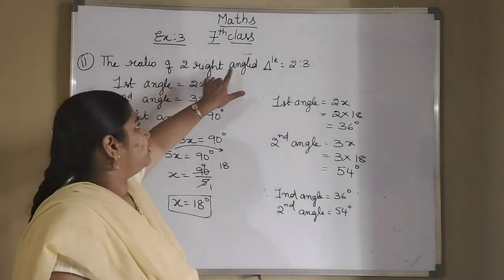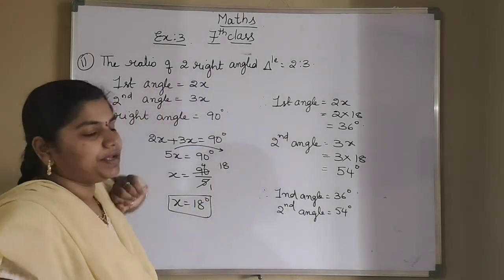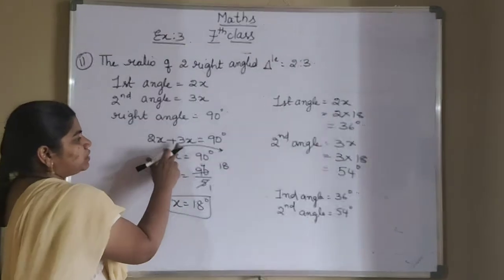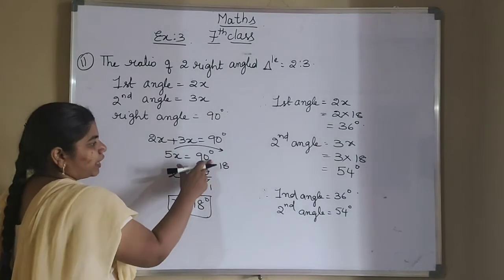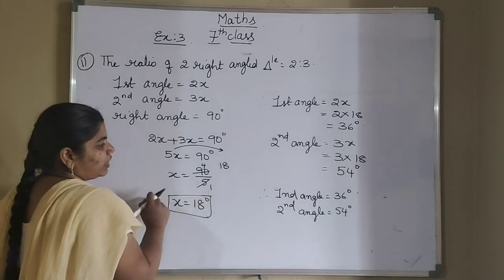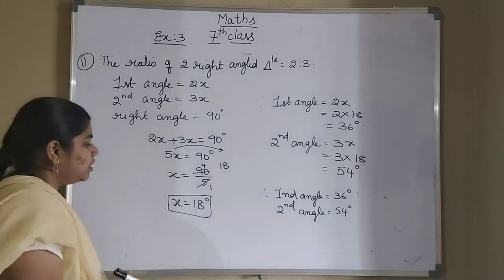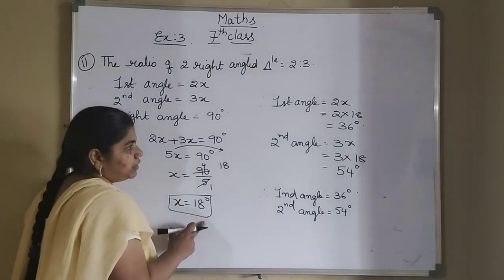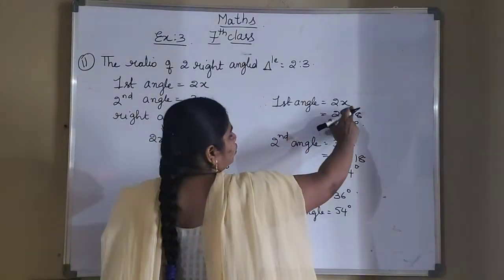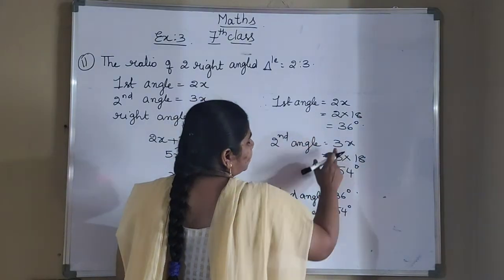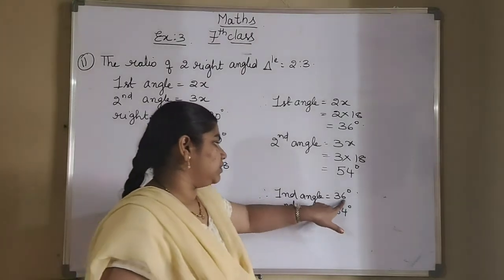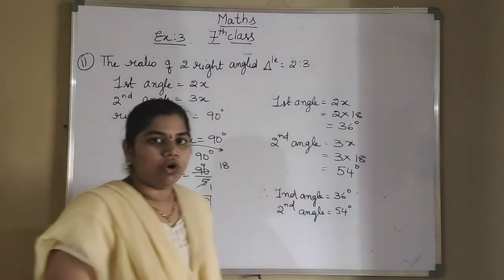They have given a right angle. Right angle is nothing but 90 degrees. If you add these two, how much should you get? 90. So 2x plus 3x will be 5x equals 90. I am sending this 5 to the other side. x is equal to 90 by 5. 5 18s are 90. So x is 18 degrees. This 18 degrees I am substituting in the x value. 2 into 18 is 36. 3 into 18 is 54. So you got the first angle as 36 degrees and the second angle as 54 degrees.